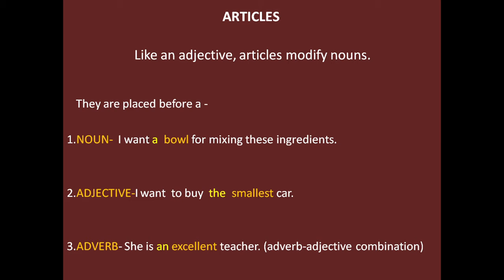When I say I want a bowl for mixing these ingredients, I'm using the article a. It is placed before a noun, and the noun is bowl. They're also placed before adjectives. What car do I want to buy? The smallest car available. So smallest is an adjective, and I use a definite article, the, before smallest.